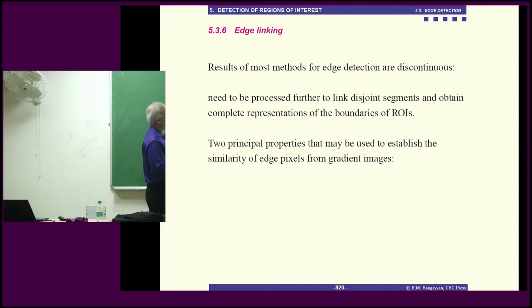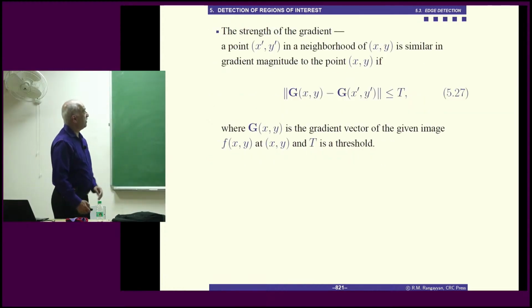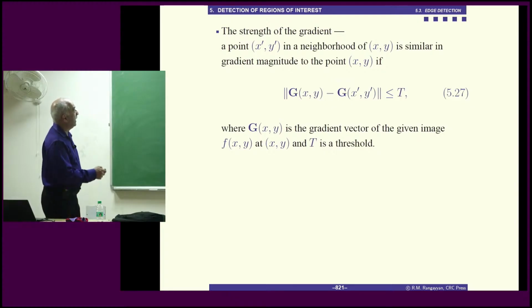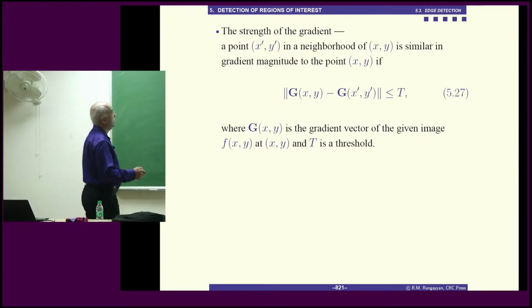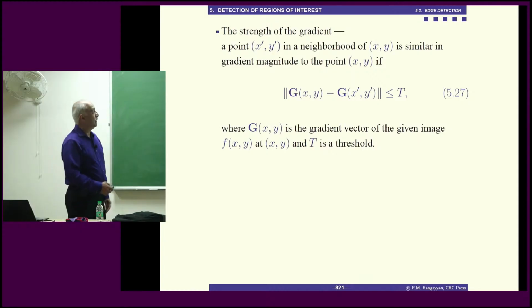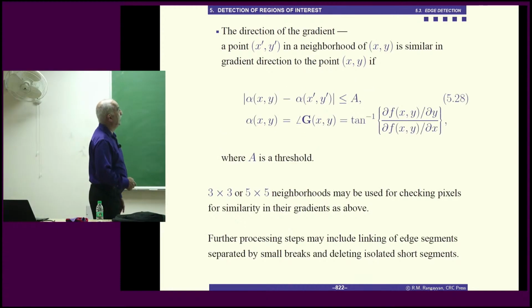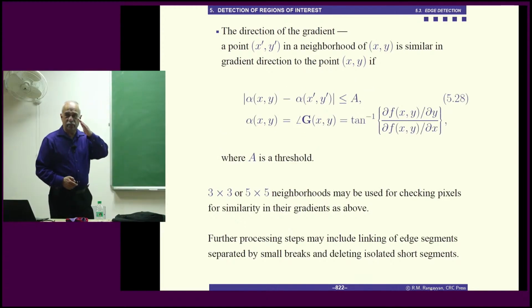There are two properties that are used to perform this kind of edge linking. One is the strength of the gradient. A point x prime, y prime in the neighborhood of x, y is similar in gradient magnitude if their gradient magnitude difference is small. That is only magnitude. G(x,y) is the gradient at x,y or x prime, y prime. T is some threshold. That is similar gradient. And then angle. The angle should also be similar of the gradient.